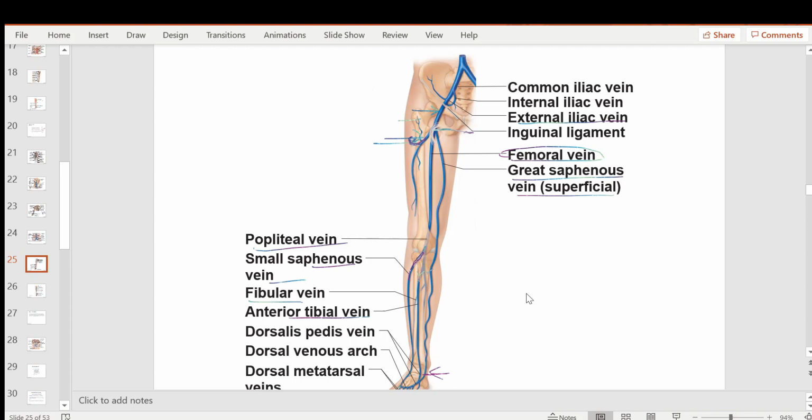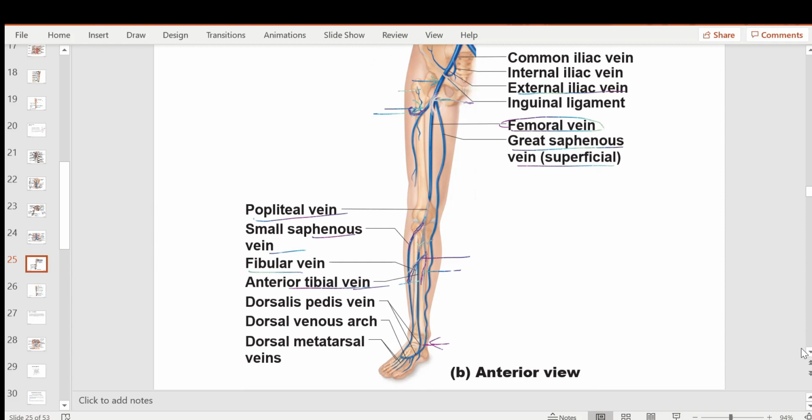So this is anterior tibial here, posterior tibial is here, and this is the fibular vein here. You can see here it goes like this. So this is posterior tibial here. From posterior tibial we get the fibular. Okay, and in the foot you have two venous arches, the dorsal and plantar venous arches, and then metatarsal veins and digital veins.